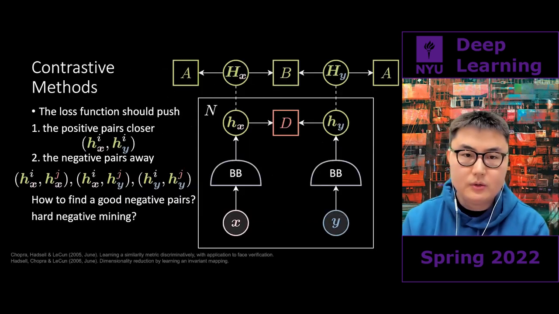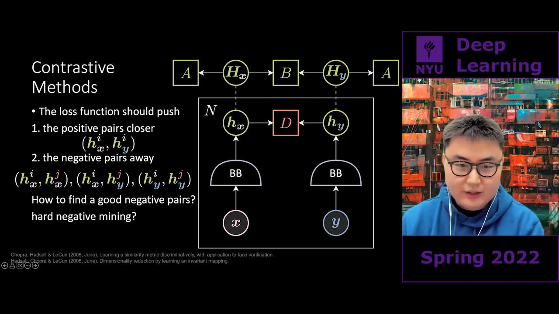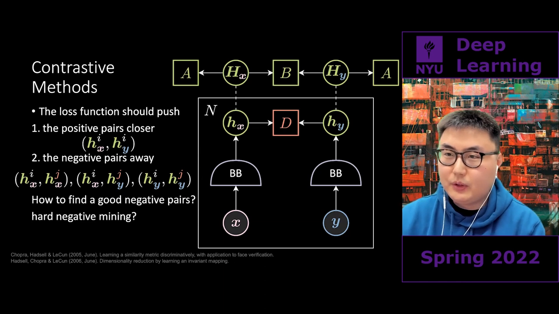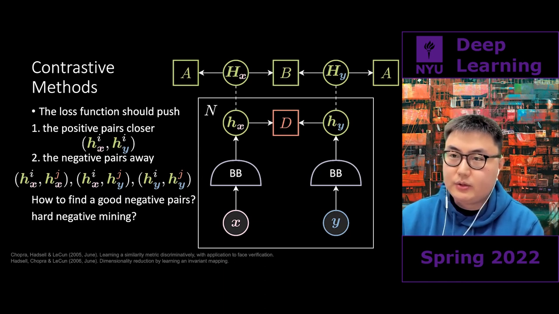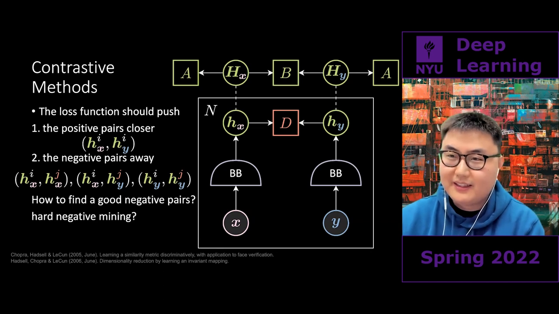So then let's talk about the contrastive method. The contrastive method has now become really popular. Most early joint embedding methods were contrastive, so a lot of people call joint embedding methods in general just contrastive learning. Do we like contrastive methods or we don't like contrastive methods? We don't like contrastive methods. Why don't we like contrastive methods?